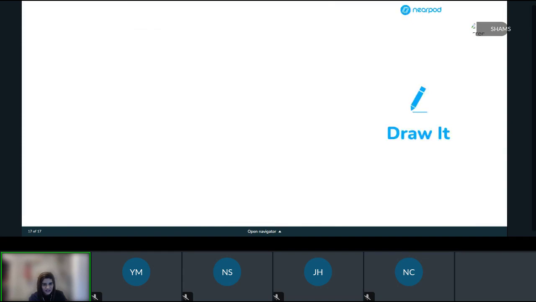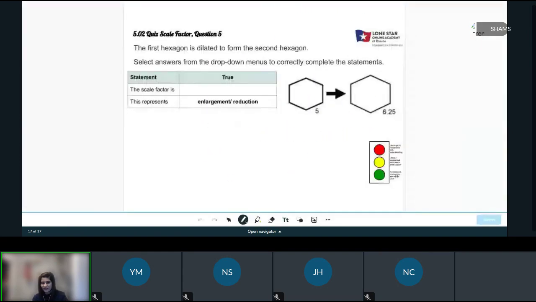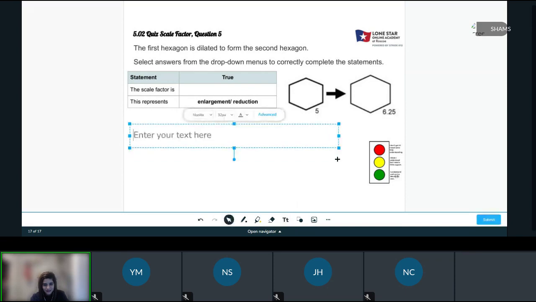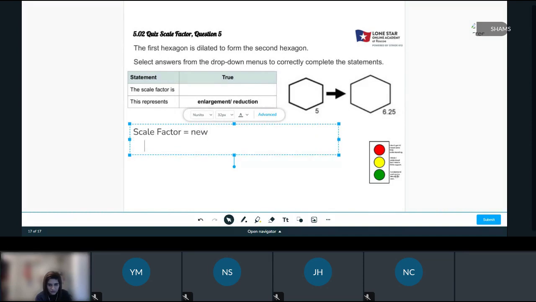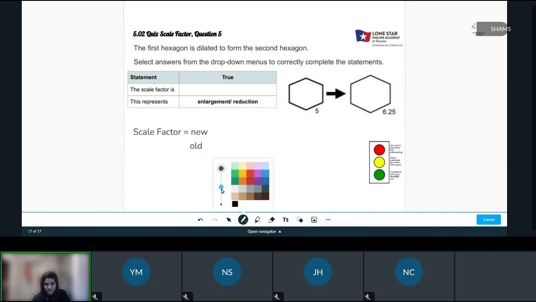Last variety of question 5 we have here. The first hexagon is dilated to form the second. Again, we want scale factor. We also want enlargement or reduction. Let's go ahead, find scale factor. That is the ratio of new side to old. We can set it up as a fraction and mark one of the sides in the new one is 6.25.